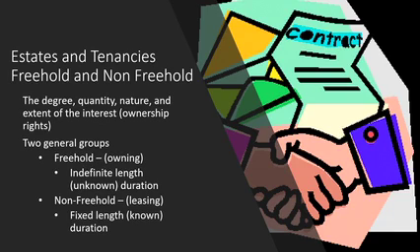Freehold is for an indefinite length and unknown duration. Where non-freehold, you lease, you know how long the duration is. Even a month-to-month rental, you know you're good for 30 days, but either one, you or the landlord, can change your mind. So you have a beginning date, but no actual fixed termination date.